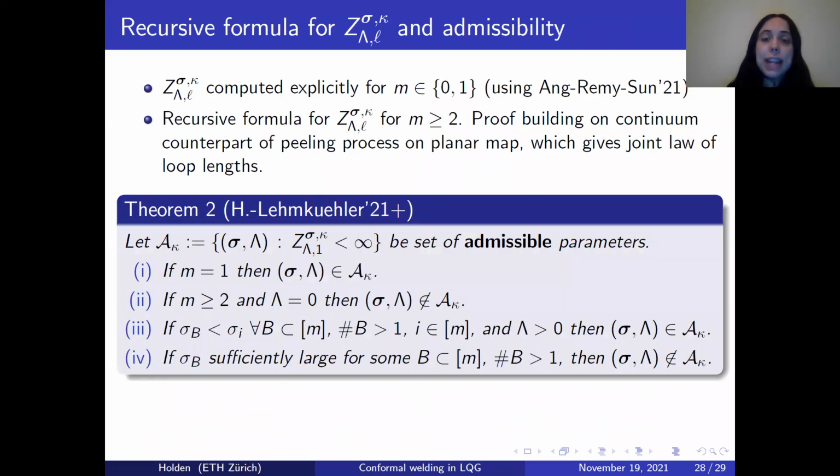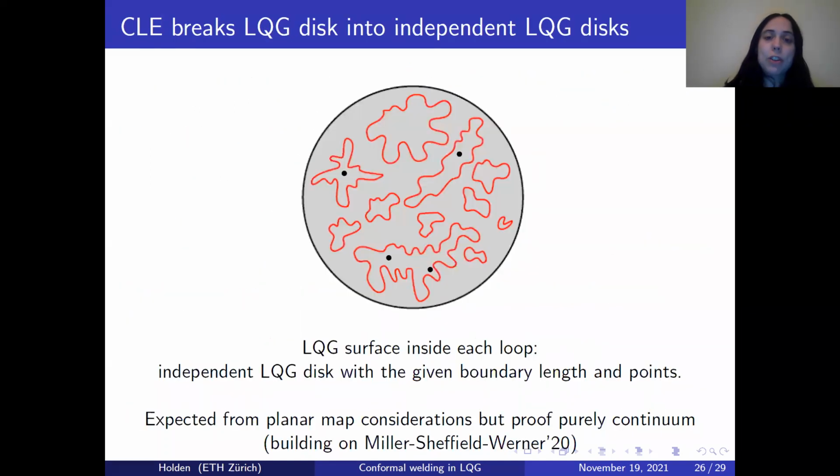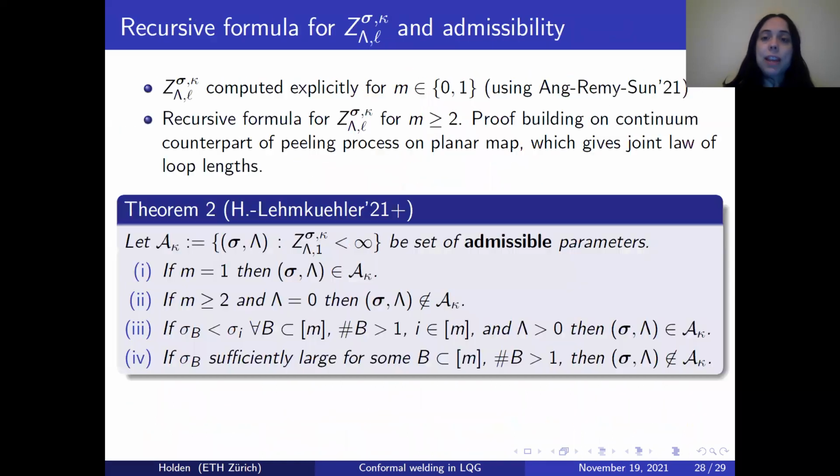When we prove this latter statement, we're also using a continuum counterpart of what is known as the peeling process of planar maps. This continuum counterpart of the peeling process is relevant because it allows us to derive the joint law of the loop lengths in the figure I just showed. You see that in this figure you have a number of SLE loops. Each of these will have a random length. And we are able to obtain an explicit joint law of these lengths by using this continuum peeling process. So we get this rather complicated recursive formula for the partition functions z.